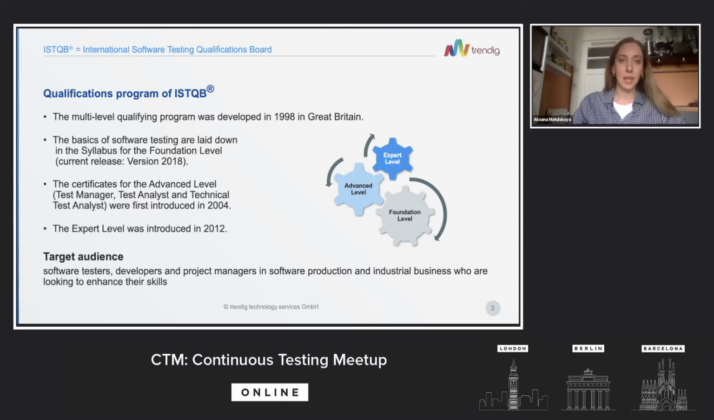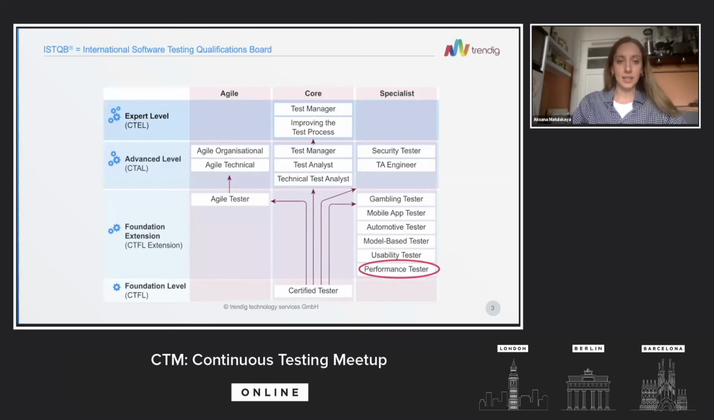And on performance testing, as you know, you see the certificates that you can get in ISTQB, and also if you work as a performance tester or you want to get a certificate as a performance tester, there is also an extension so you can do it.